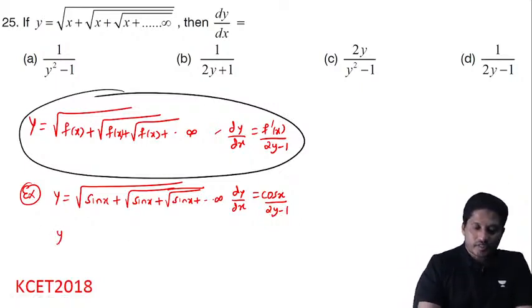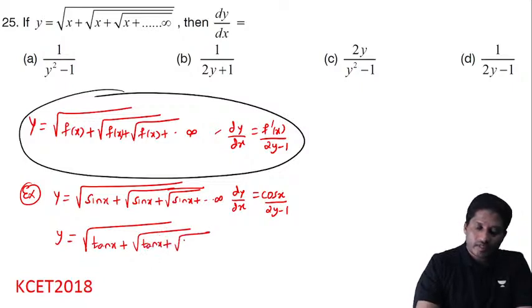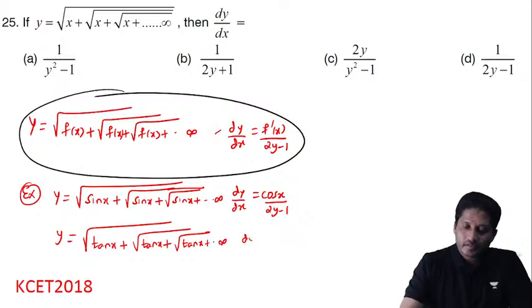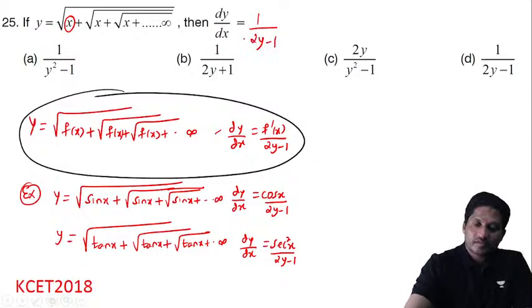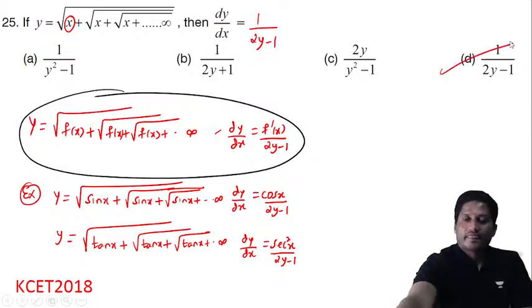Right, now suppose you have y is equal to root tan x plus root tan x plus root tan x, and so on up to infinity. dy by dx is equal to differentiation of tan x, which is sec square x, divided by 2y minus 1. So you get dy by dx is equal to sec square x divided by 2y minus 1. Answer is option D. Let's move to the next question.